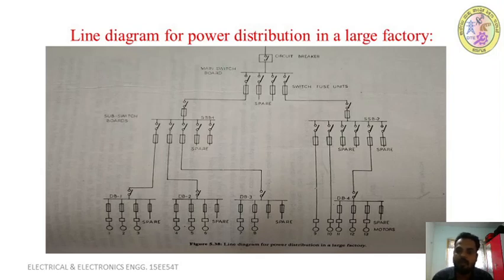In the same way, from here you can take a separate lighting circuit, and divide it into sub circuits and distribution boards for the lighting circuit in the factory. Okay, so this is one example.